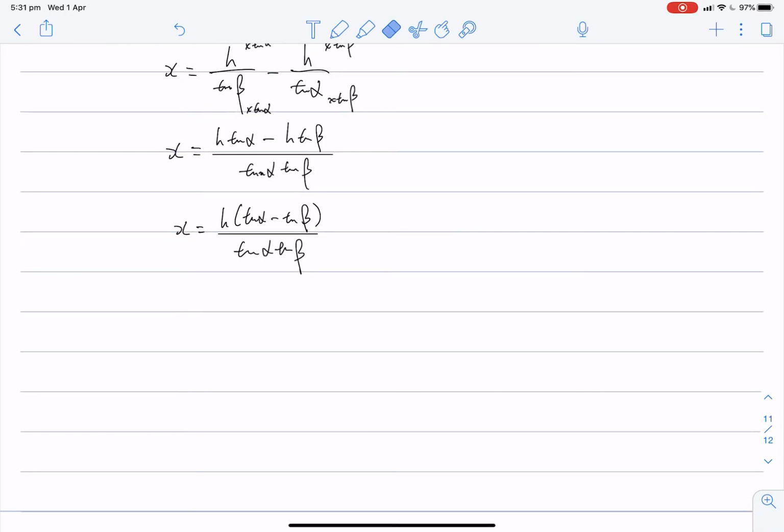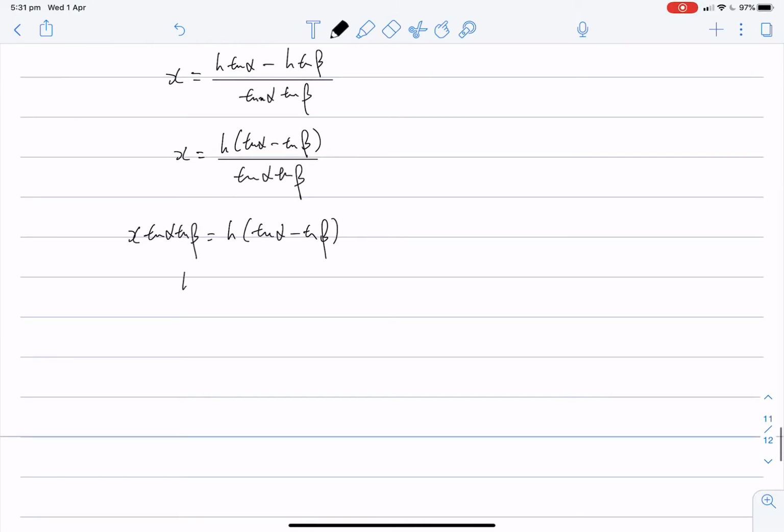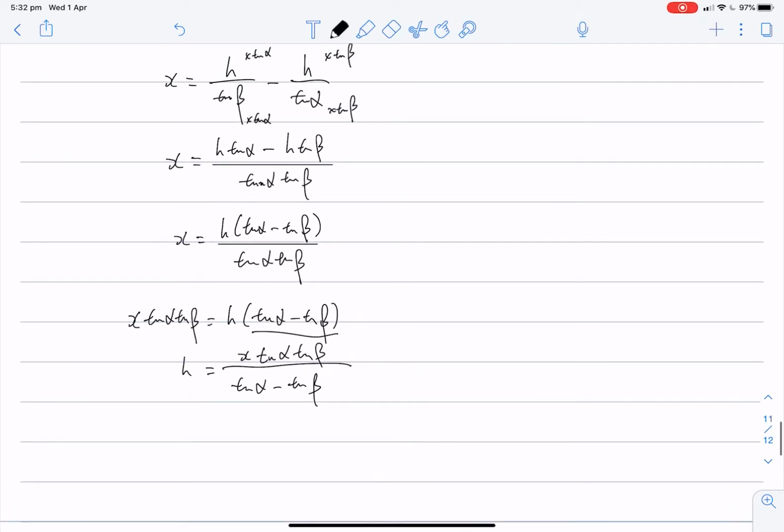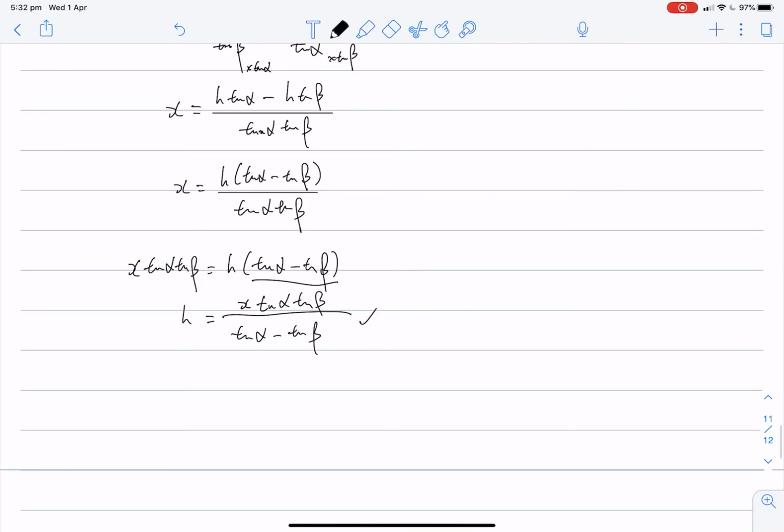So if we rearrange it, these go to this side. So x tan alpha tan beta equals h times tan alpha minus tan beta, and then h equals x. Divide both sides by this, so tan alpha tan beta over tan alpha minus tan beta. Sorry if I'm rushing, just to save some time. Okay, so we just proved that. Amazing. So what's the next part?